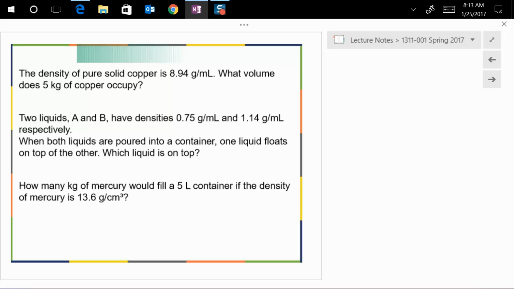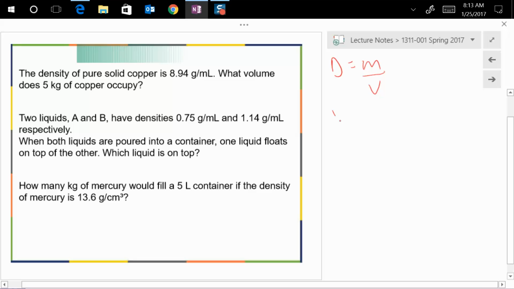So we have, what are we solving for? Volume. Density equals mass over volume. Volume equals what? Mass over density. Okay, that's the equation you should have been getting. Okay, volume equals, what is the mass here? 5,000 grams. Okay, how did we get the 5,000 grams?